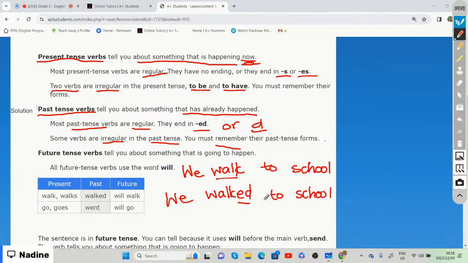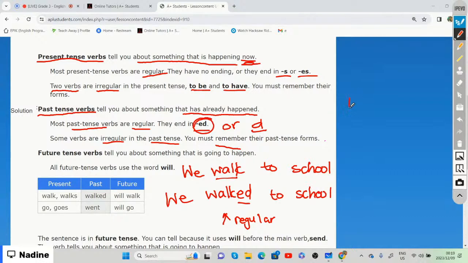So now this is a regular verb, and it is a regular verb because it ends in ed. If there's a rule that says it ends in ed, then that is a regular verb. When it's irregular, the word changes, because it doesn't just follow the rule of adding ed, so you are going to have to remember the past tense verb.